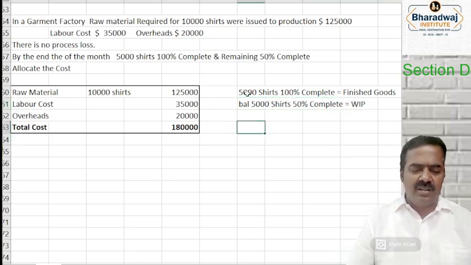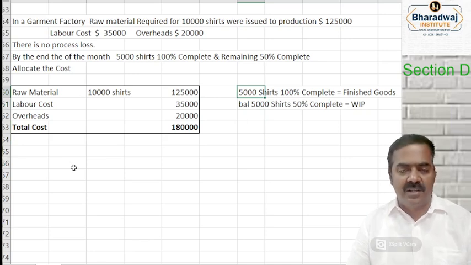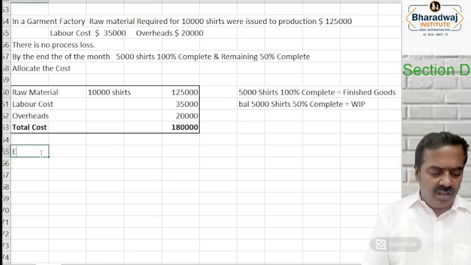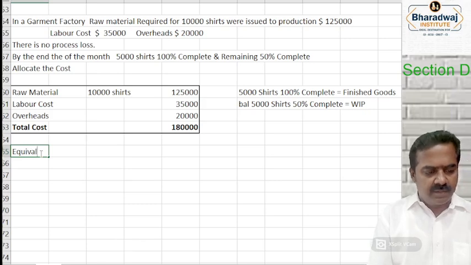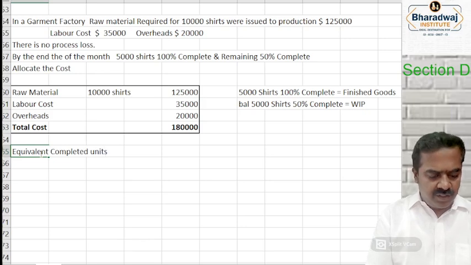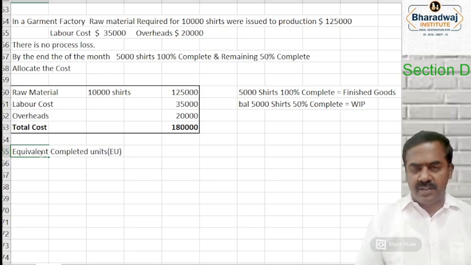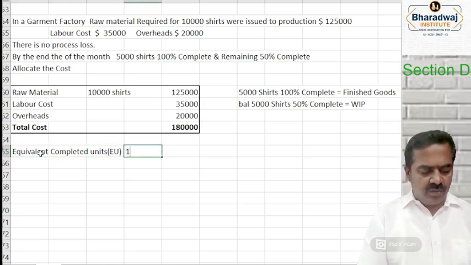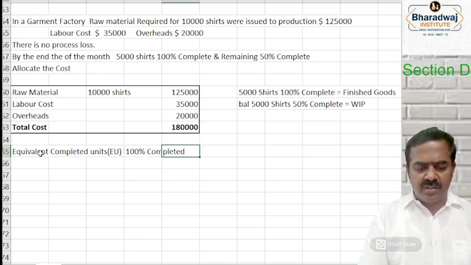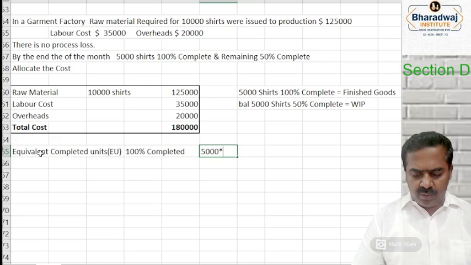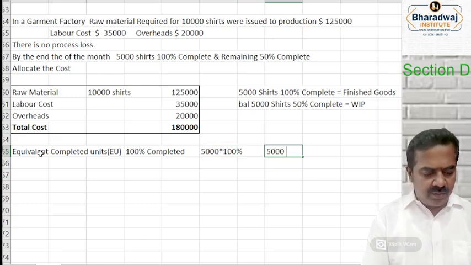No. Here we will work out equivalent completed units. In short, we call it EU, equivalent units. For 100% completed shirts, we'll give 100% weightage. So 5,000 into 100% gives 5,000 equivalent units for finished goods.